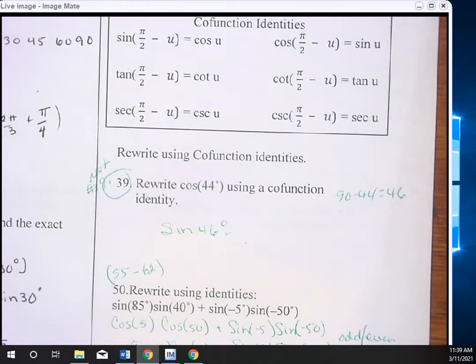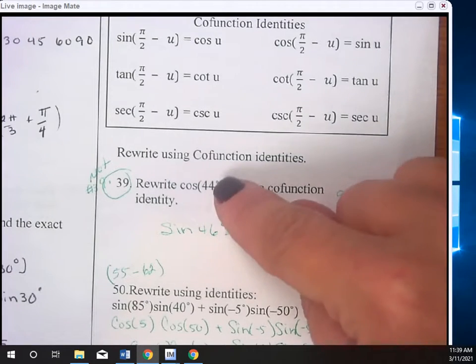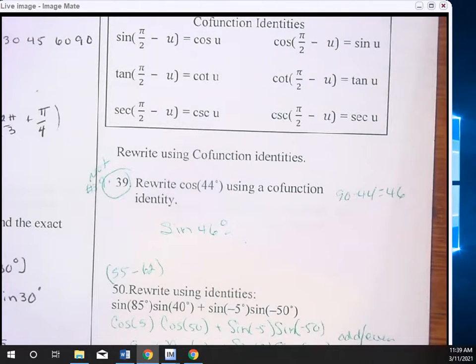Think about your right triangle. If you have 90 degrees and one angle is 44, the other angle is 46, correct? Your hypotenuse is going to be the same. So the sine of one of your angles is going to be the same as the cosine of the other one. So that's what the cofunction is saying.